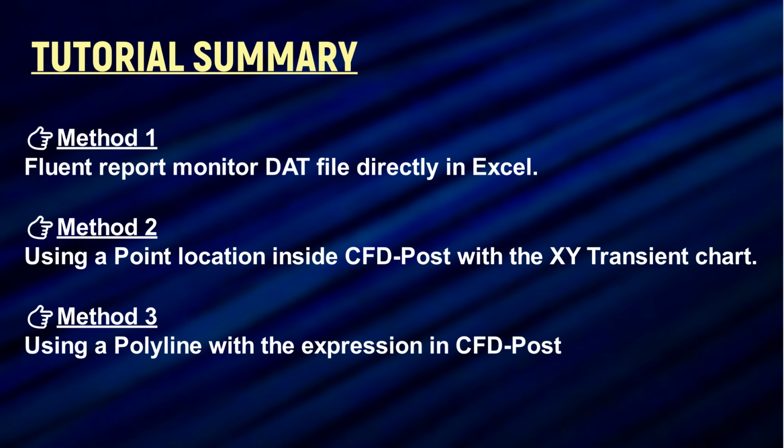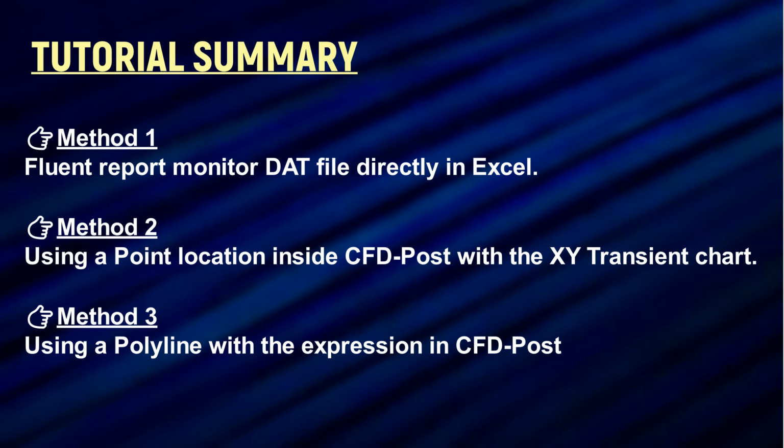Let's quickly summarize what we covered in this video. We looked at 3 different methods to plot velocity versus time at the outlet in ANSYS Fluent Transient Post-Processing. The first method was using the Fluent report monitor .out file directly in Excel. This is the easier method and works perfectly for both 2D and 3D cases. All you need is to make sure your report monitor was set up before running the simulation.